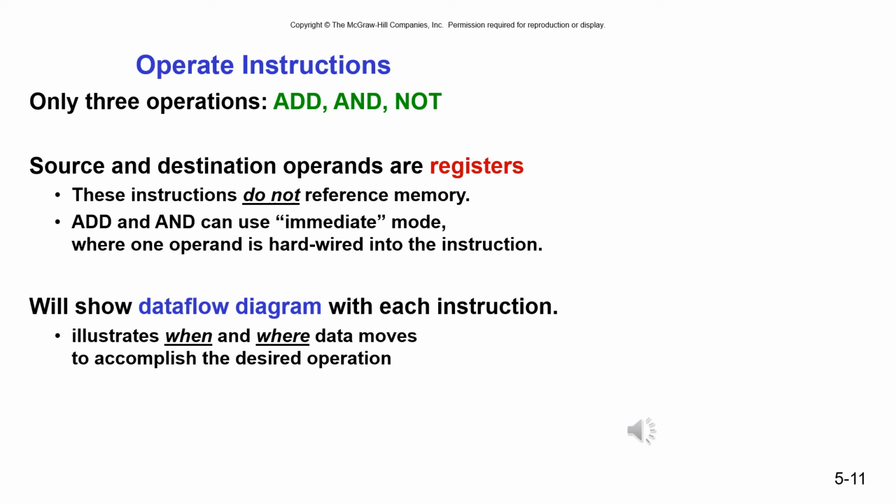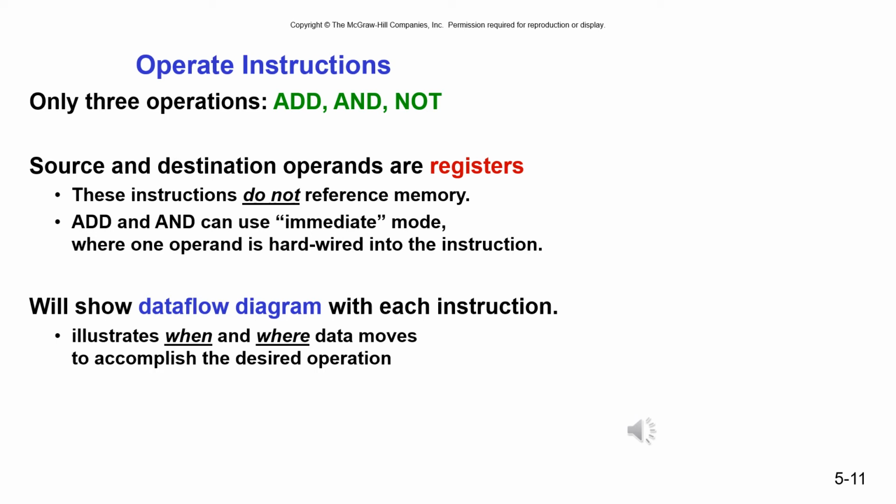They're logically complete. Source and destination operands are registers or an immediate value that is hard-coded into the instruction. These 3 instructions do not reference memory. They do not go outside of the processor. As I mentioned, add and and can have an immediate mode where one of the operands is hardwired into the instruction.